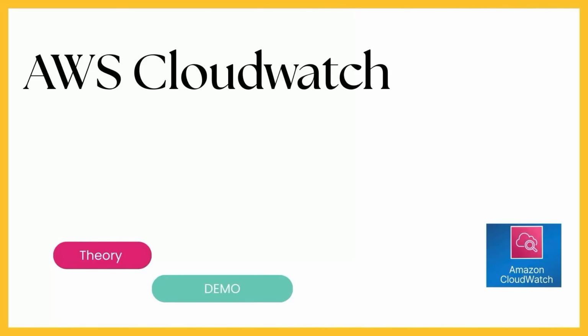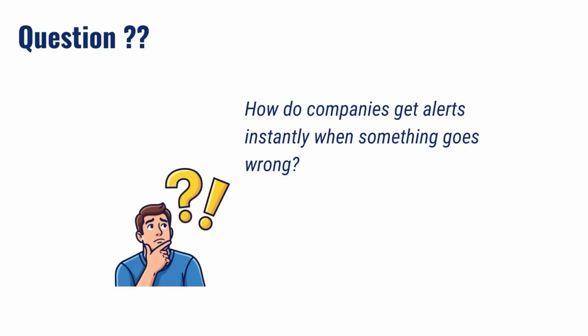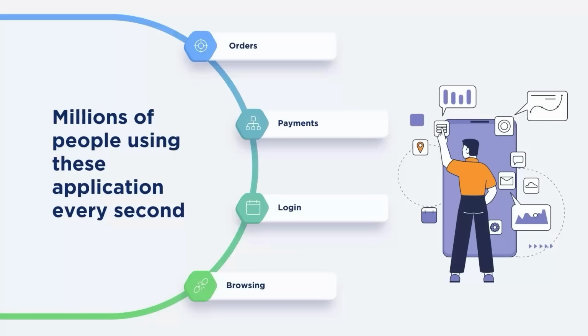Have you ever thought about how big applications like Amazon know something is broken even before customers notice? The question is, how do companies get alerted instantly when something goes wrong? Think about it. Millions of people are using these applications every second to place orders, make online payments, log in, browse, etc. Right? If something breaks, how do companies know immediately? How do they get alerted instantly when something goes wrong?